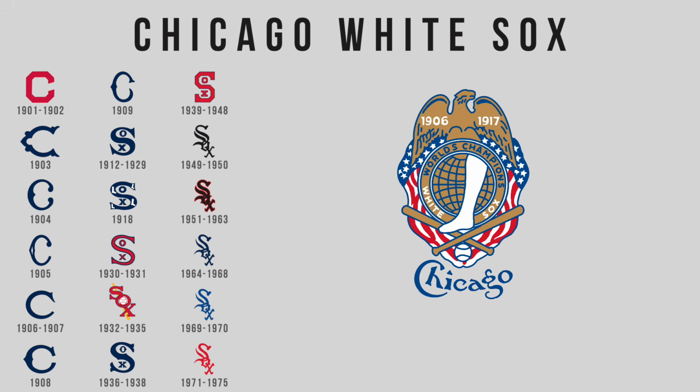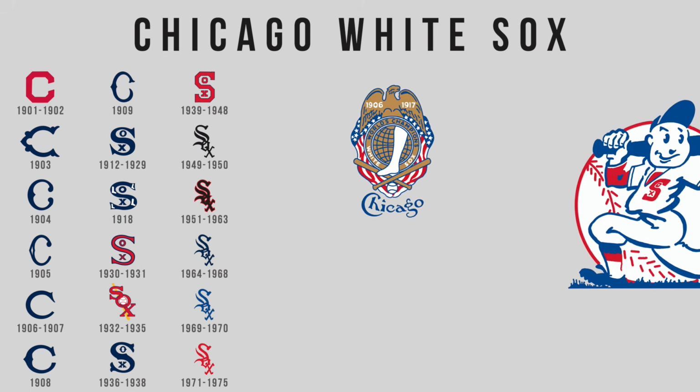Below the eagle is a golden globe encircled with the text World Champions on top and White Sox along the bottom. Atop the globe is a large white sock. Nestled under the sock is 2 crossed bats and a single ball. On the bottom in a stylized font is the city name, Chicago.